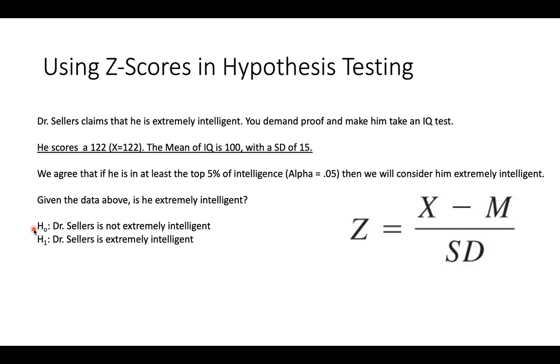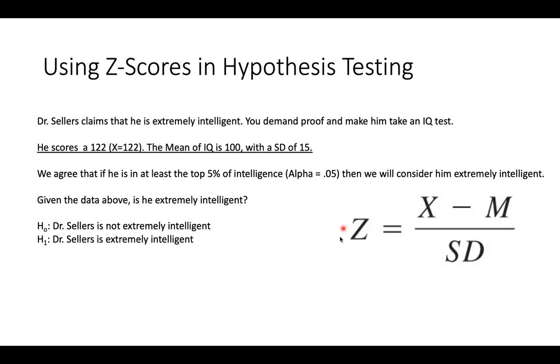So I have claimed that I'm extremely intelligent. So the place where we start is that I'm not extremely intelligent. The alternative, the H1, you'll often hear this called the research hypothesis, is that I am extremely intelligent, right? It's the opposite of the null. So one of these will be supported, right? I'm either going to stick with my null, or I'm going to shift to supporting the research hypothesis.